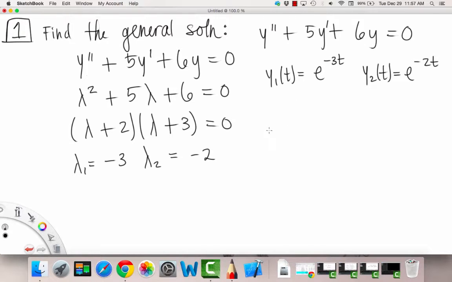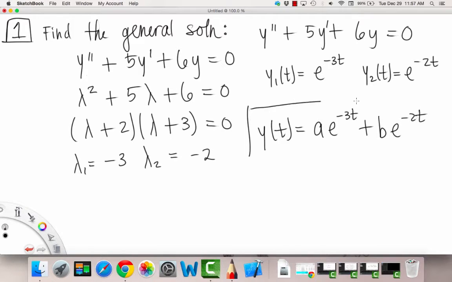Okay, so this is our fundamental set, and we can form our general solution by just sticking constants in front and adding those together. So I'll just use a and b for our constants. So a times e to the negative 3t plus b times e to the negative 2t, and there it is. That's our general solution to this equation here.